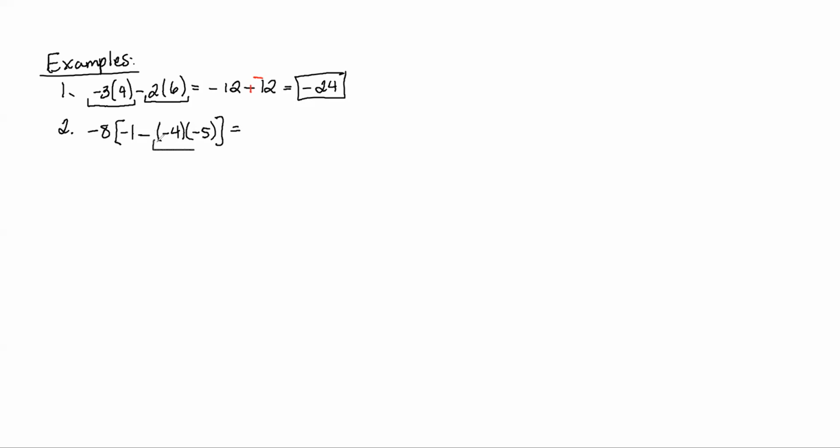So let's go ahead and do this multiplication, and I'm going to leave everything else the same. So I'll bring over -8 bracket -1 minus -4 times -5. Negative times the negative is a positive 20. We still have that minus because of the minus in between. Still working inside that grouping symbol, let's go ahead and add the opposite.